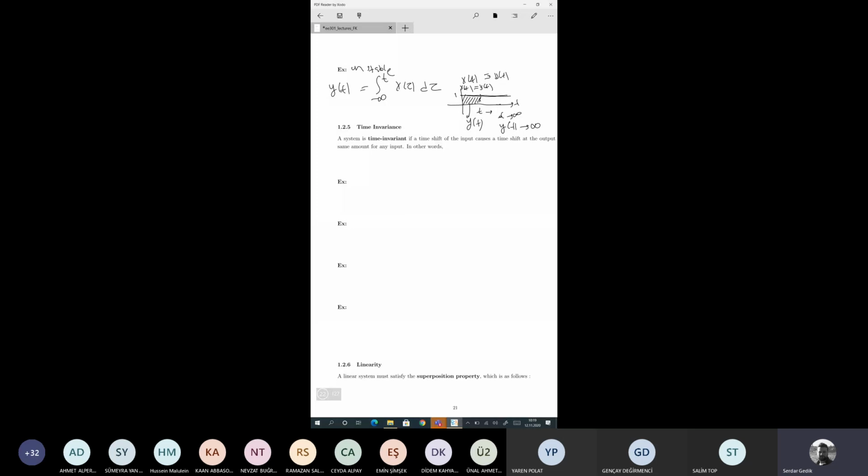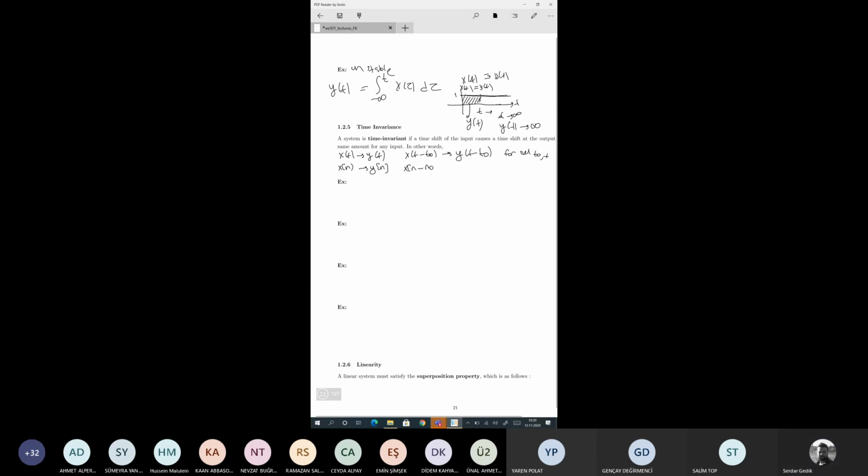The next property that we will discuss is time invariance. A system is time invariant if a time shift of the input causes a time shift at the output by the same amount. So what does it imply? Let's say y of t is the output for x of t, and y of n is the output for the input x of n. If you shift the input by t0, it means that y of t must be shifted by the same amount, for all t0 and t.